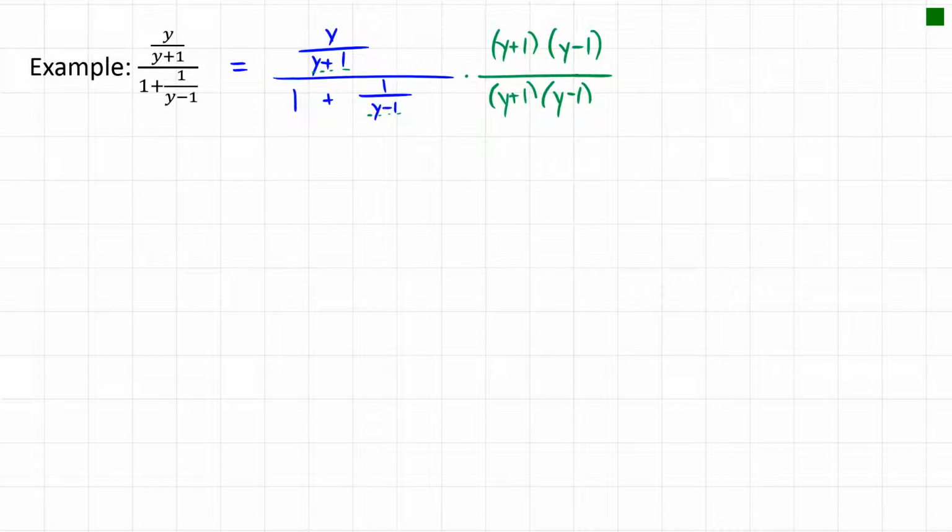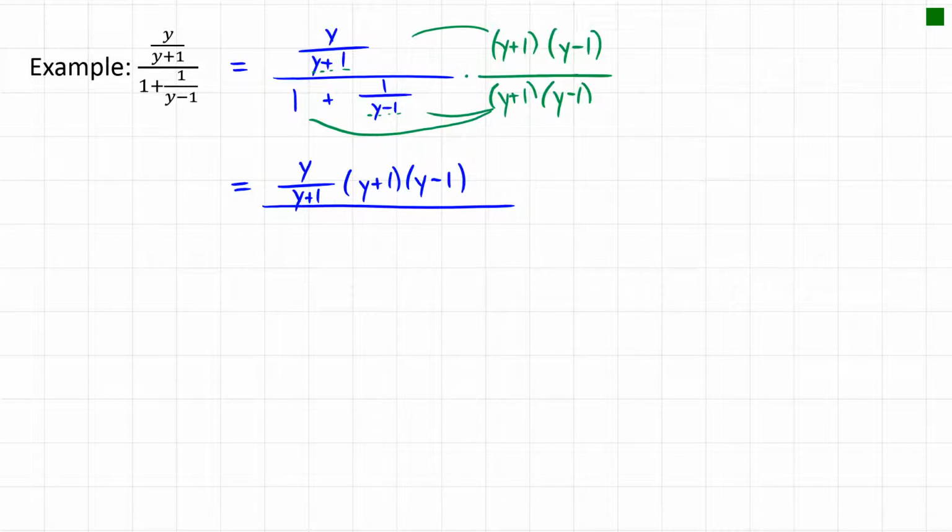And now I can multiply that in. So I'm going to multiply those in the numerator together. Multiplying that over, I get y over y plus 1 times y plus 1 times y minus 1 over, and multiplying the denominator, I've got to multiply it to the 1, and I've got to multiply it to the fraction 1 over y minus 1. So that would be 1 times y plus 1 times y minus 1, and then plus 1 over y minus 1 times y plus 1 times y minus 1.